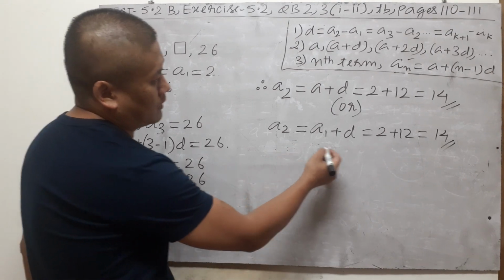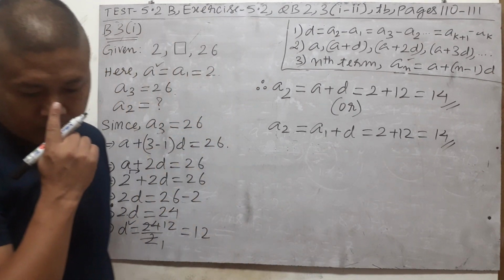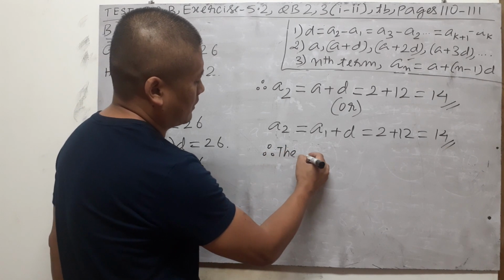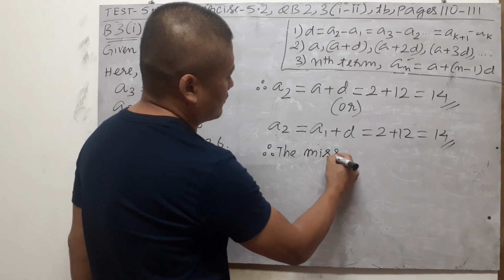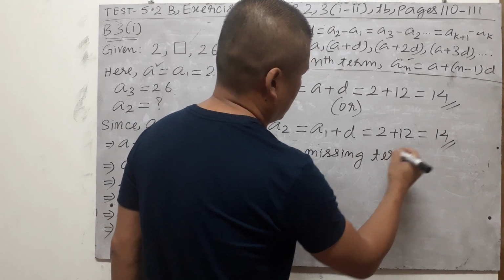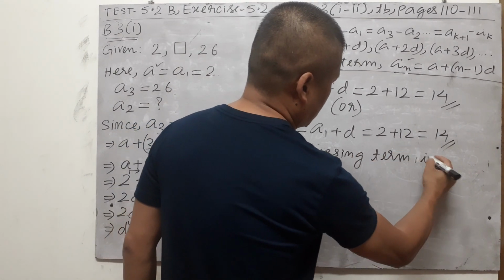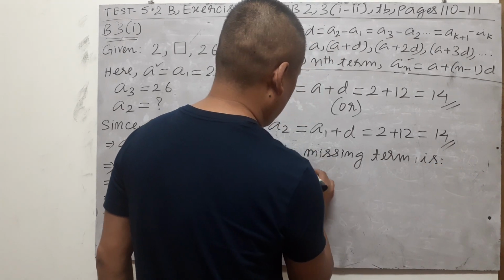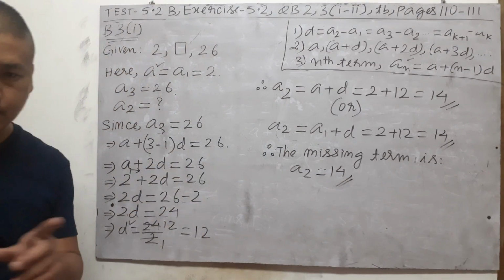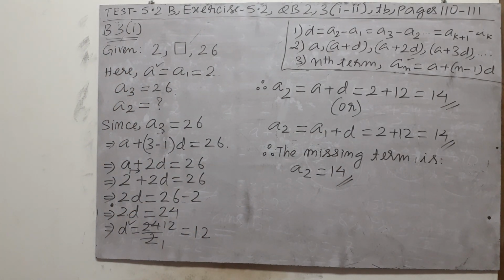Right, so the answer is here. The question is saying find the missing term. Only one term is missing. So the missing term here is A2, which is 14. Okay, let me check whether there's time or not. Okay, it's fine.